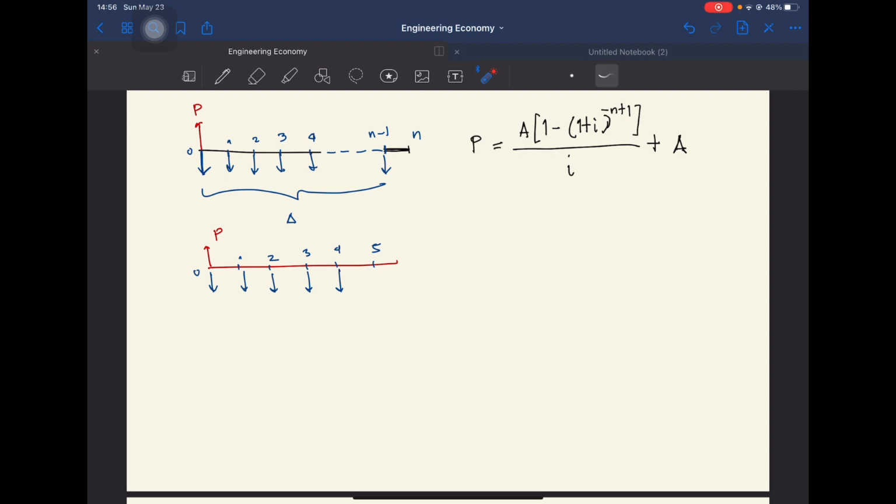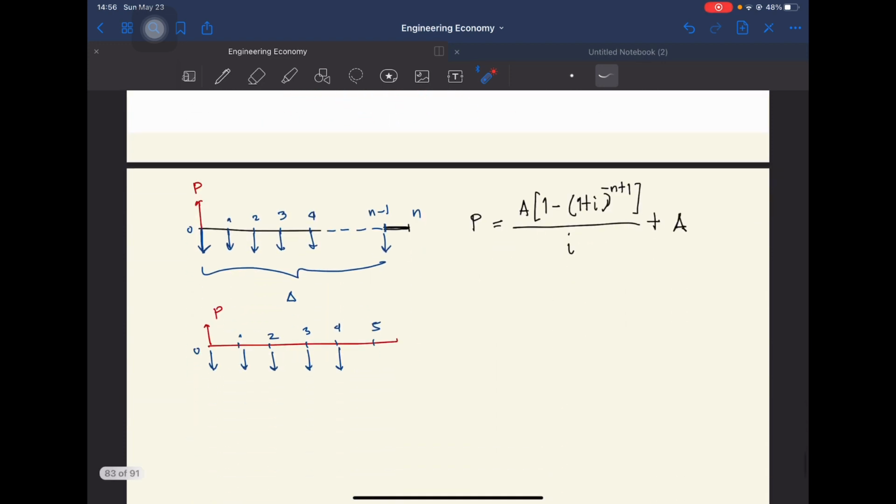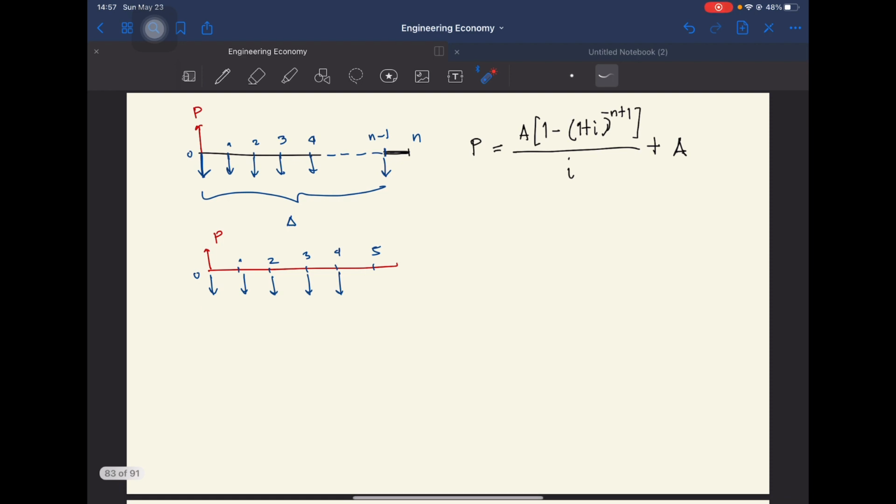Napakadali. Okay? If you have 5 years or you have 5 payments, pagka ginamit mo yung formula ng ordinary annuity, ang makukuha mo lang is eto, tama? Yung 4 lang. Kasi pag ordinary annuity, wala naman siyang payment dito eh. Naalala mo? Wala siyang payment dyan. Kapag ginamit mo yung formula ng ordinary annuity, ang mahahagip niya lang ay yung lahat ng payments na nasa unahan niya. But not that payment na kasabay niya. Okay? Kaya meron siyang plus A doon sa dulo. And that explains your formula para sa present worth ng annuity due.